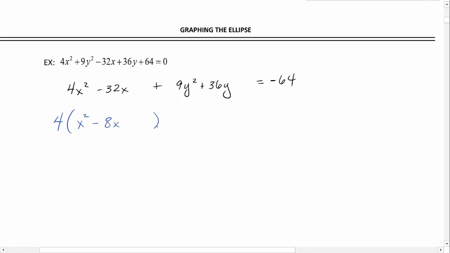We'll do the same thing with the y. I'm going to factor a 9 out. That leaves us with y squared plus 4y, and then I'm going to leave a space in my parentheses, and then we're equal to negative 64.